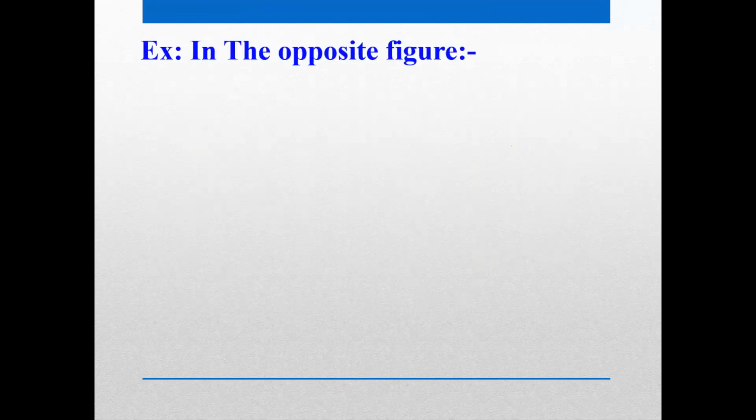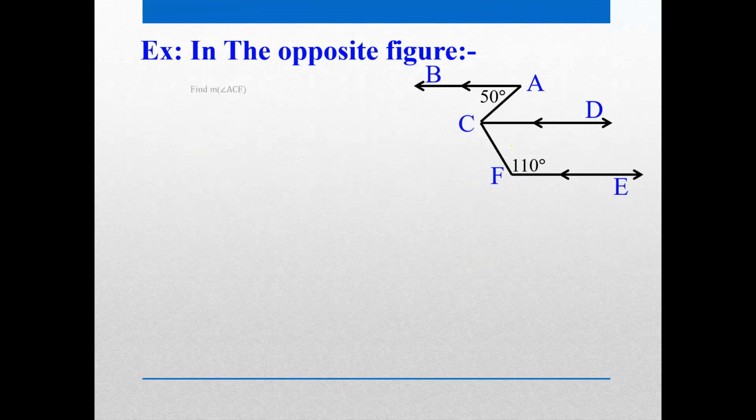Another example, in the given figure, find the measure of angle ACF. This angle ACF consists of two angles, angle ACD and angle DCF. Find each one of them, and the sum between them will be angle ACF. Next one, angle ACD.